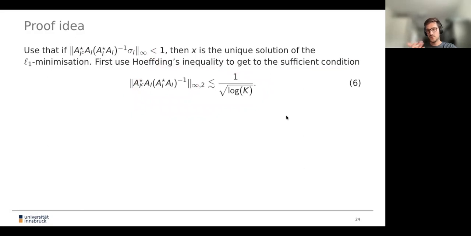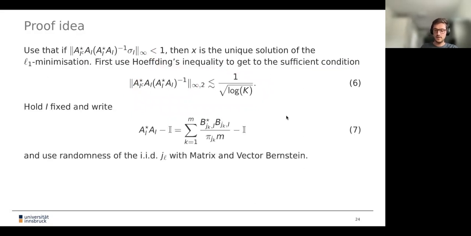The next step, also quite standard in compressed sensing theory, is to hold I fixed and then look at this matrix AI star AI minus the identity. So basically we want to ensure that the inverse right here doesn't explode, by showing that this matrix in the operator norm concentrates around the identity. So that's basically what we want to bound right here.